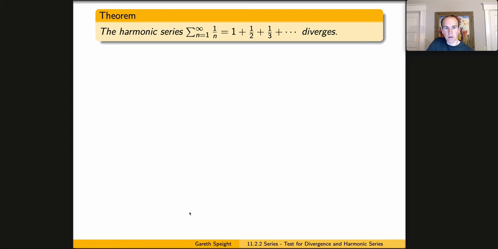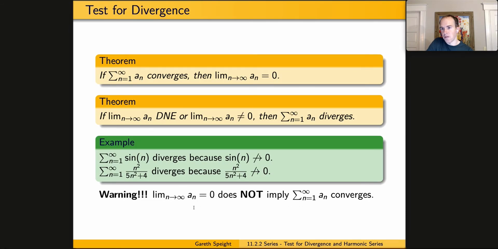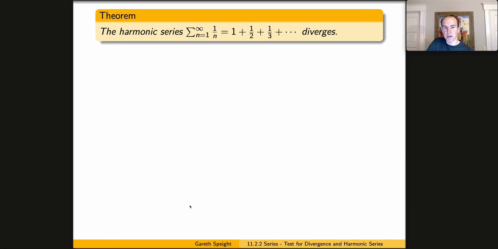So if I said that, I should give you an example, right? If I'm telling you terms going to 0 is not enough for the series to converge, then I should give you an example of why that's true. So I claim that this so-called harmonic series, a very important series to be aware of, the sum of 1 over n, so that's 1 over 1 plus 1 over 2 plus 1 over 3 plus 1 over 4 and so on, diverges.